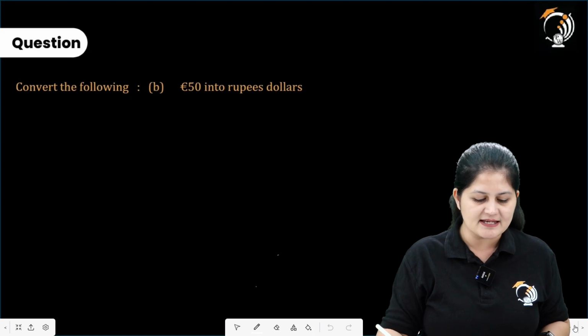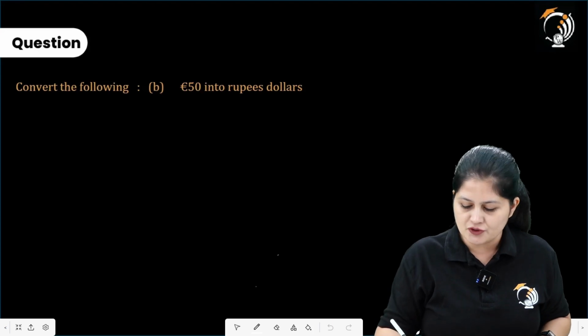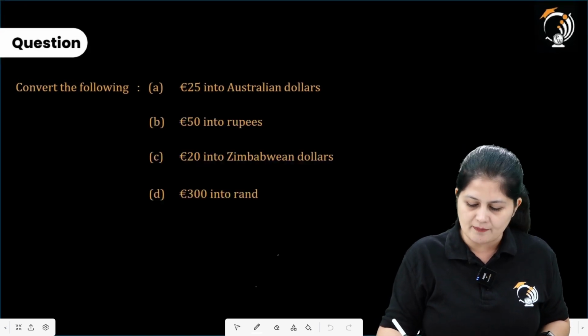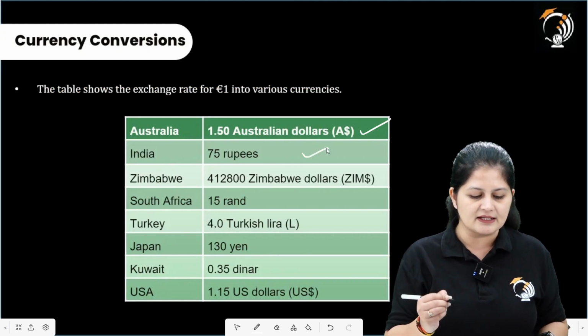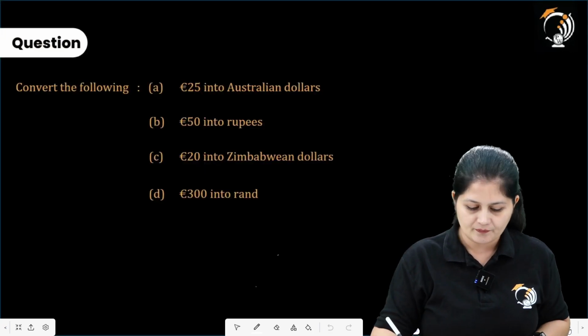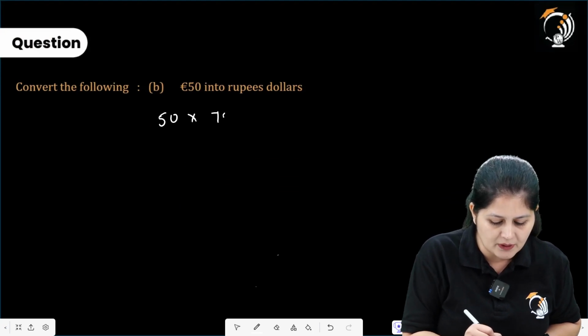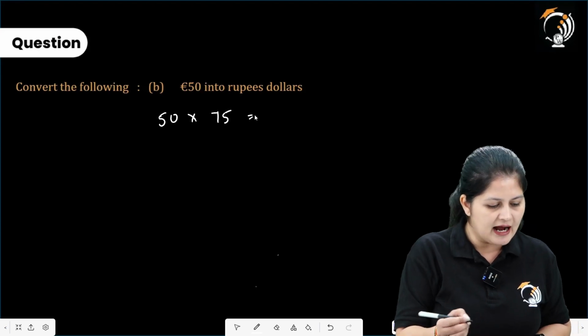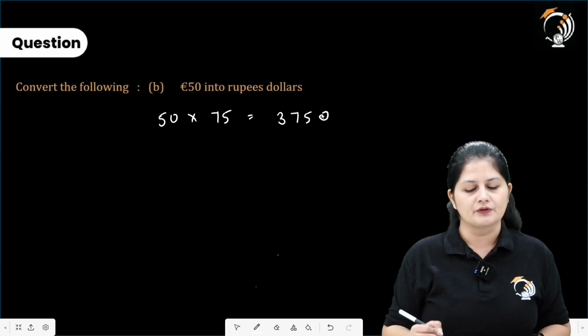Moving to the second subpart, where we need to convert 50 euros to rupees. So let's refer to the table again, and here if we observe, we can see that 1 euro is equal to 75 rupees. So in order to do this conversion, we will be doing 50 multiplied with 75, and after doing the calculation, we are getting this as 3750 rupees.